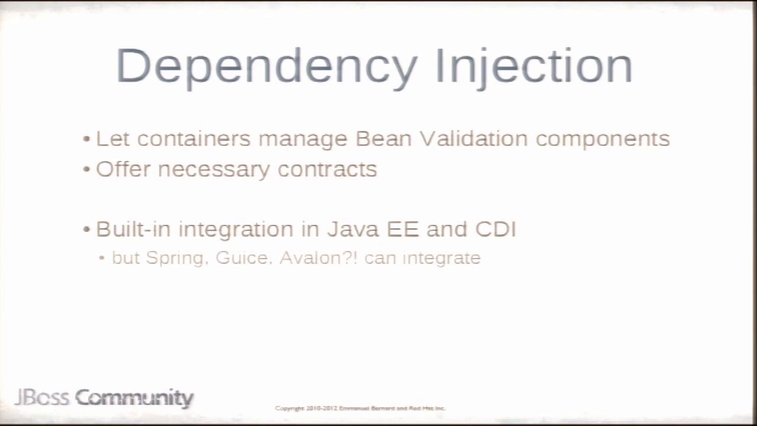So openness is one of the features. The second one is dependency injection.